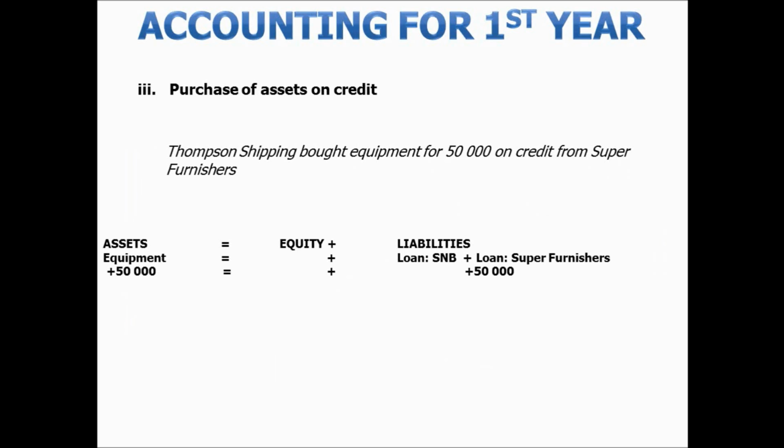In our next example, we'll have a look at the purchase of assets on credit. So Thompson Shipping bought equipment for 50,000 Rand on credit from Super Furnishers. So again, firstly, we'll have a look at the effect of the transaction on the basic accounting equation. Now, equipment is a substantial gain to the enterprise, and it is of a relatively large importance. This makes it a material transaction and also means that it is an asset.